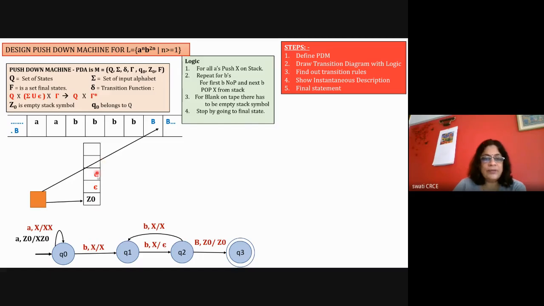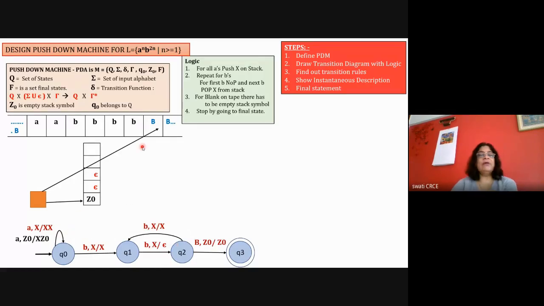Okay. So here what we are doing is that for all A's, perform push operation onto the stack, and then for every B, for the first B perform no operation, for the second B perform pop operation. Then again if there is one more B, then this will be the first B in the pair, so no operation, X will be remaining X, and then with the second B perform pop operation. So this will be repeated. Okay, for any number of A's it will go on adding.